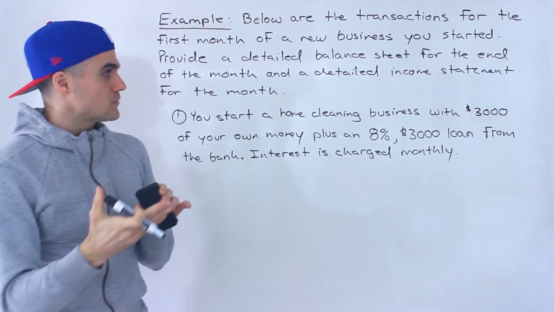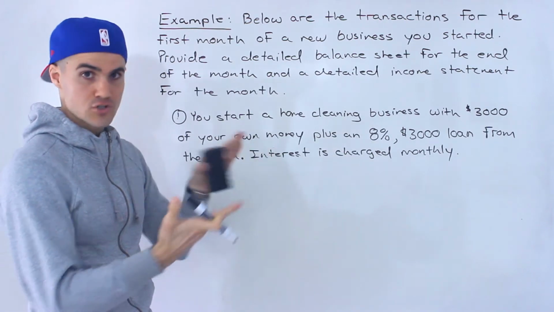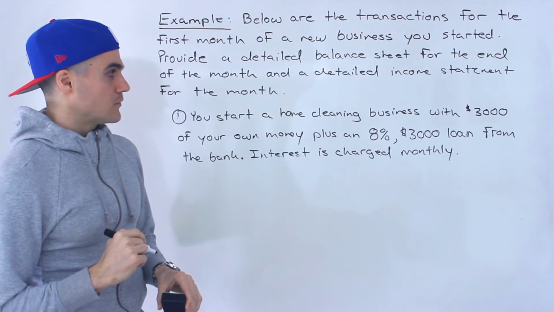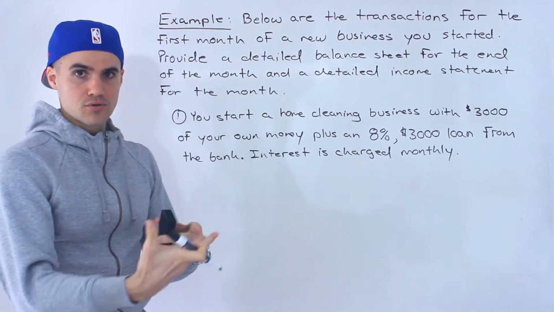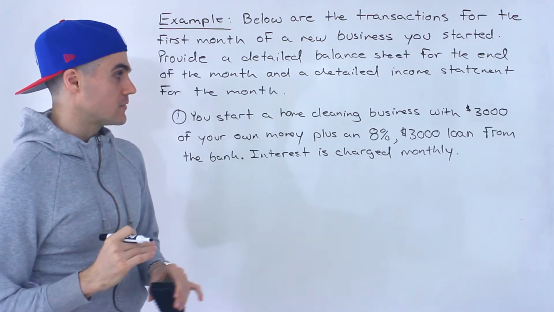So as we did with previous examples, notice that only the first transaction is written out here. There's a total of 13 in this particular example. And what's going to happen is as the video goes on, I'll bring in those other transactions and then show you how to deal with them.